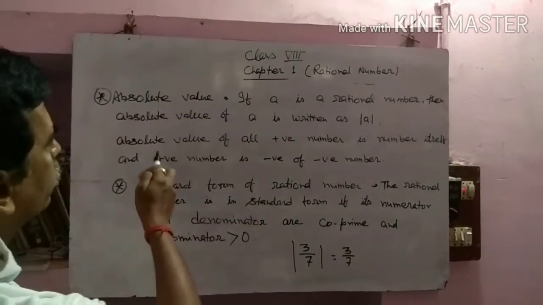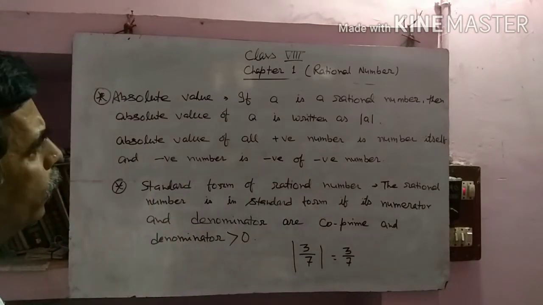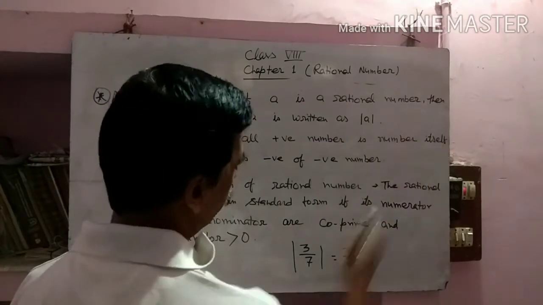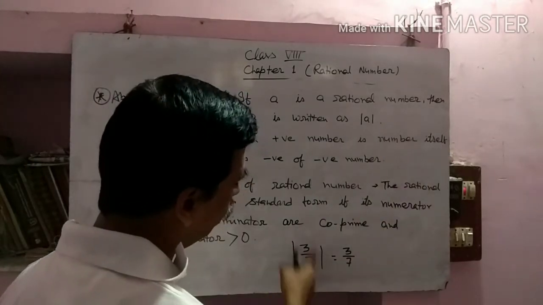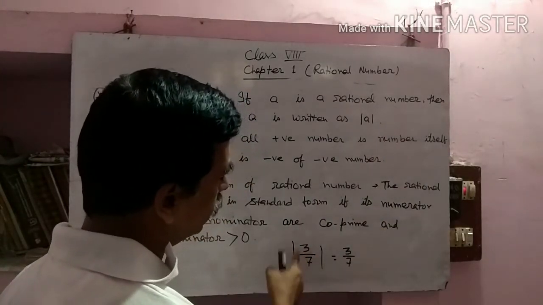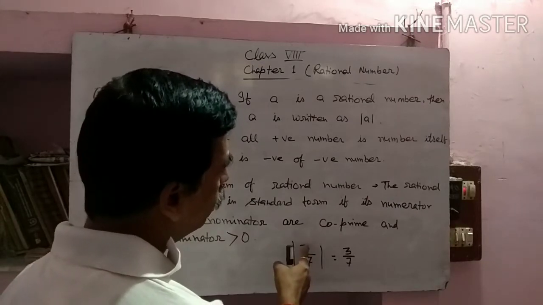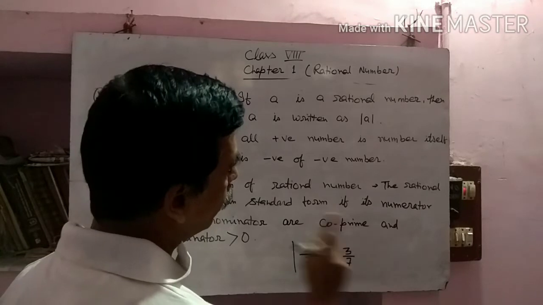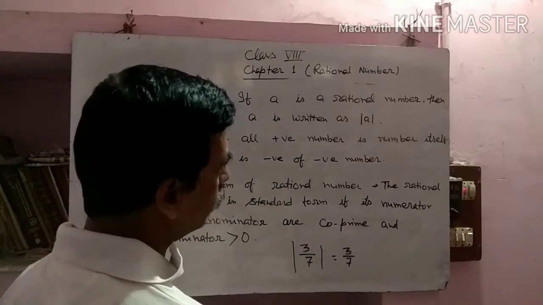Okay. So another rule is also written: the absolute value of a positive number is the number itself. Okay, this number is a positive number. 3 by 7 is a positive number. So the absolute value of this number is the number itself, 3 by 7.